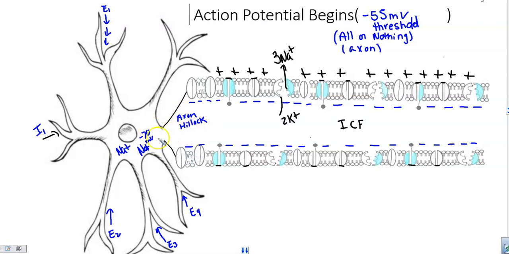So if we get enough sodium coming in, and this now becomes a negative 55 millivolts, we're going to see some things happen. And so the first thing that we're going to see happen is this voltage gated sodium channel, which was closed, is actually going to open. So let's write that down.